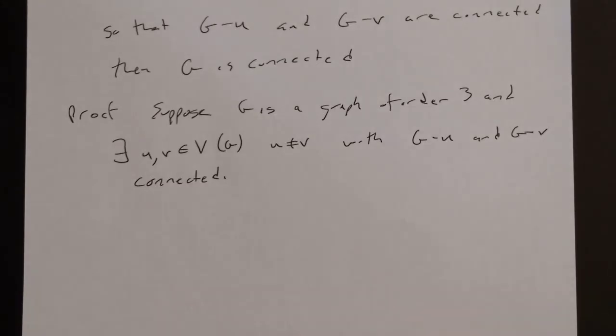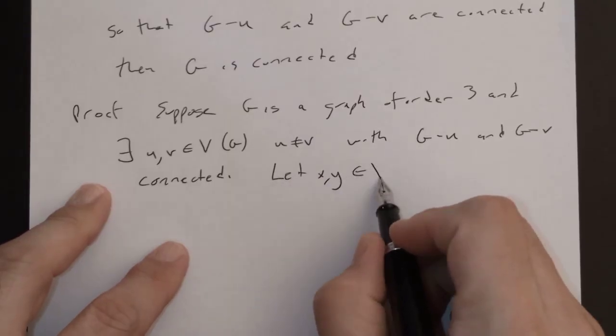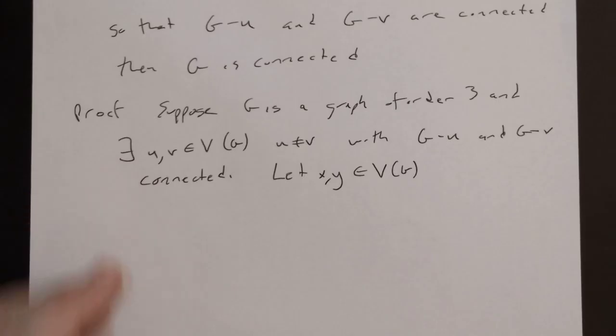So let's pick any two vertices. Let X and Y be two vertices in the graph. Any two vertices at all. There are two options here. Either I pick both of my special vertices U and V, or I don't. Let's start with the assumption that I don't. Maybe I pick one of them, but I don't pick both of them.